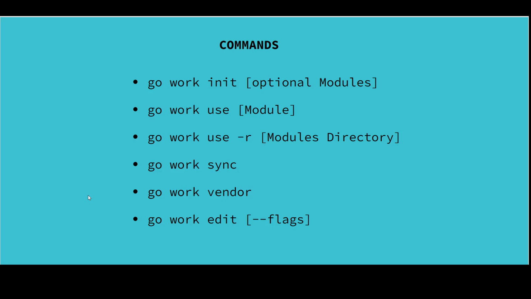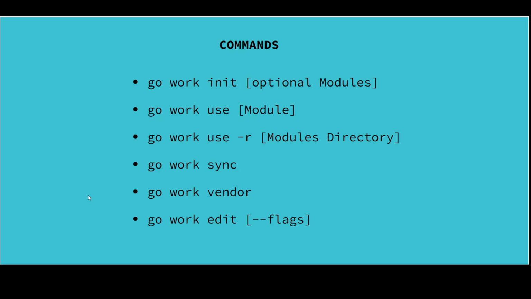Also, go work sync. This is basically versioning. If you want a single version through all your modules based on what you mentioned in the workspace, you can use go work sync. You can also vendor your dependencies. Whatever dependencies are there of the modules present in the workspace, you can do go work vendor and it will vendor all the dependencies. That means it will create a vendor folder and download all the dependencies there so that they are available locally and you don't have to rely on downloading them again.